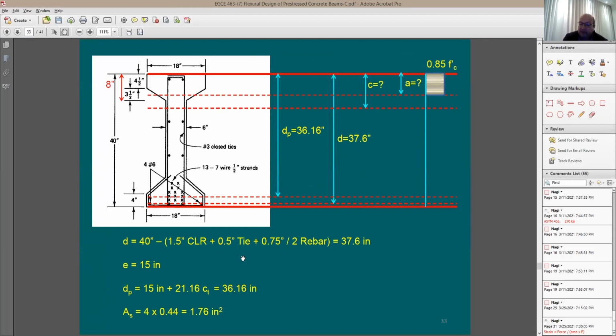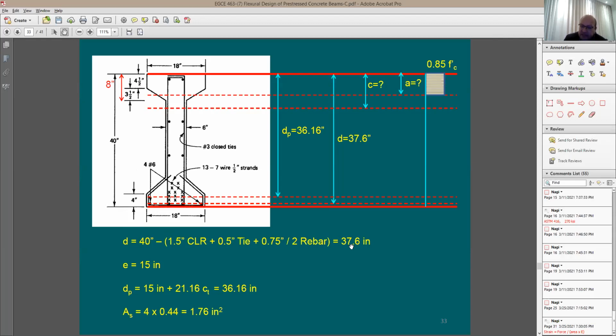If you'd like to figure out exactly where the 37.6 is coming from, total depth is going to be equal to h, the 40 inches. You subtract here 1.5 inch clear cover to the tie, and then you have 1/2 inch for the tie. And then you have number 6 divided by 2 to get to the center of the rebar. And with that, you have 37.6 inches.